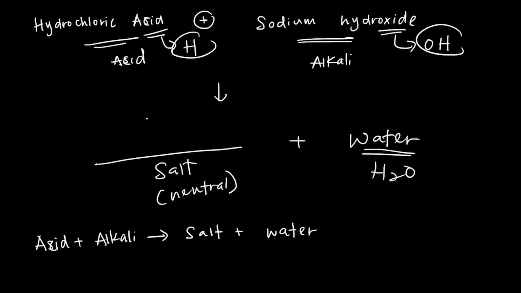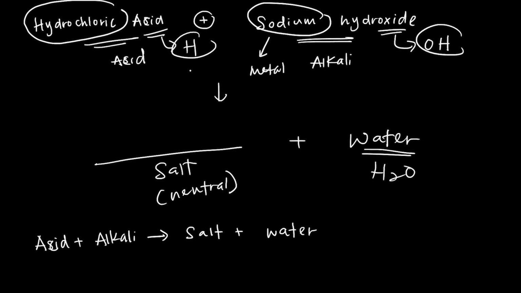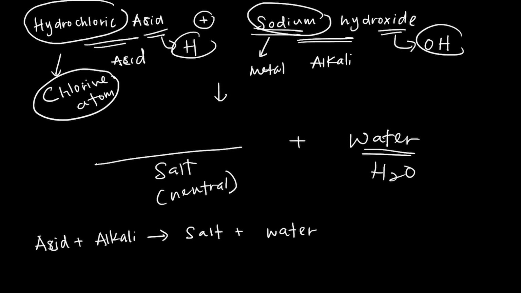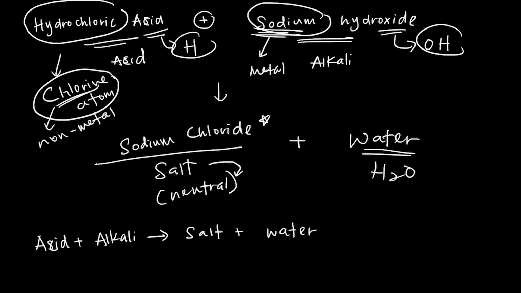Okay, so what is the salt produced here? We have hydrochloric acid here and we have sodium here. Sodium actually is a metal, while hydrochloric acid actually is from the chlorine atom. So a chlorine atom reacts with sodium. Chlorine actually is a non-metal. So chlorine reacting with sodium will produce sodium chloride. So this is the salt, which is neutral. So this is the final product we are going to produce after the neutralization process.